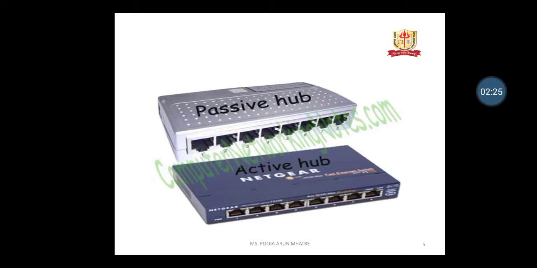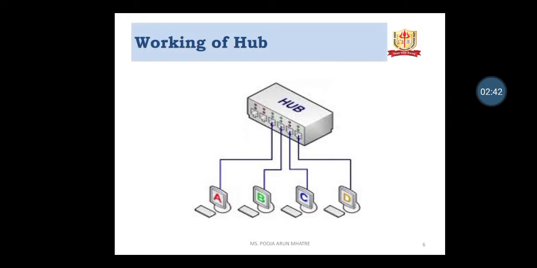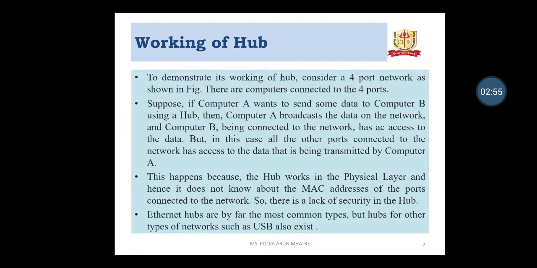Here is the diagram showing the hub. The hub can be 4 port, 8 port, 16, 24 and 48 ports. Here the 4 ports of the hub are connected to 4 computers. The working of the hub as a 4 port network is shown in the figure. The 4 computers are connected to the 4 ports of the hub.